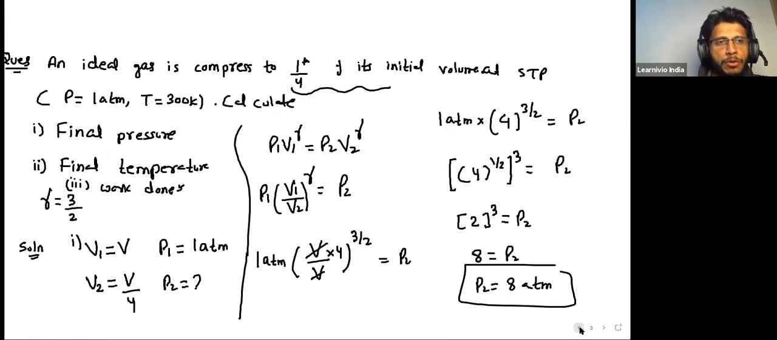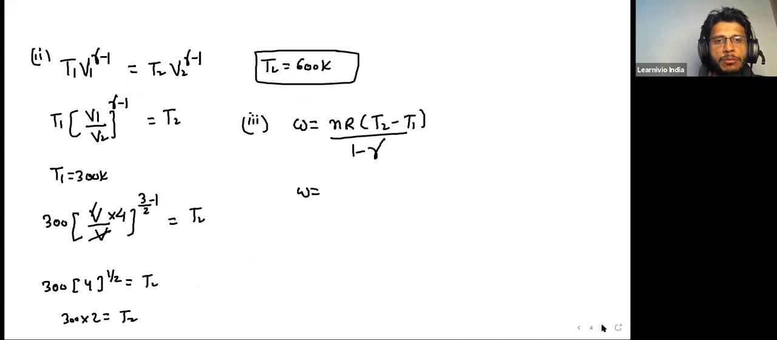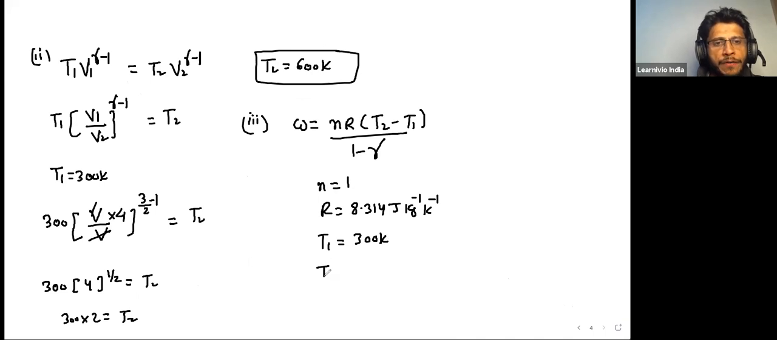Is there any information about the number of moles? No information about the number of moles. So for an ideal gas, if there is no information about the number of moles, I'm taking n equal to 1 mole. Your gas constant is 8.314 joule per mole per Kelvin. Your T1 is 300 Kelvin, we just calculated that T2 is 600 Kelvin, and your gamma is 3 by 2, which is equal to 1.5.